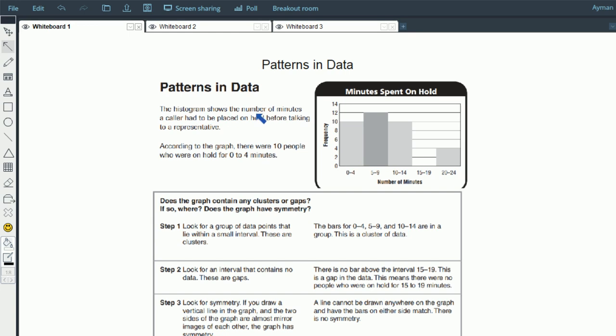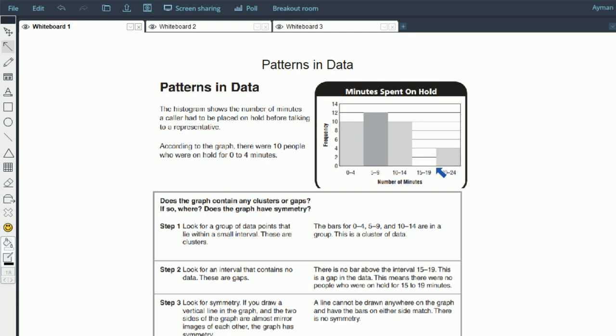The histogram shows the number of minutes a caller had to be placed on hold before talking to a representative. According to the graph, there were 10 people who were on hold for 0 to 4 minutes, just 10 people, and 12 from 5 to 9 minutes, and 10 from 10 to 14 minutes, and 4 people from 20 to 24.